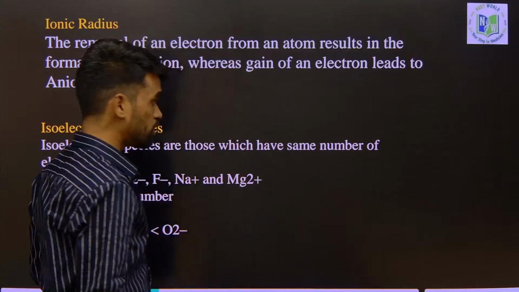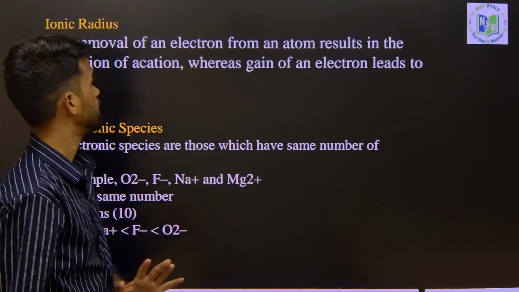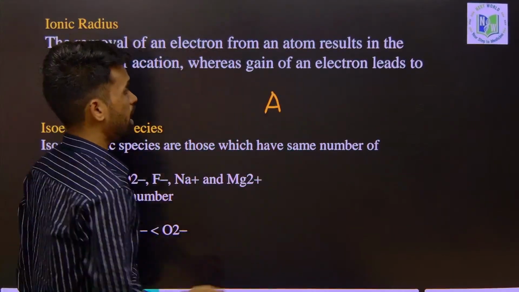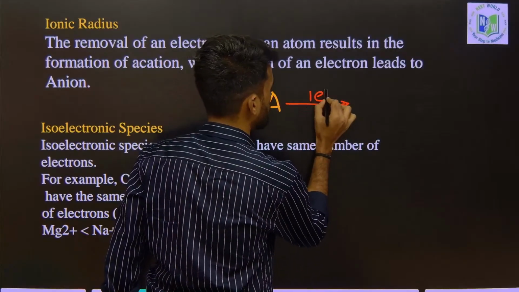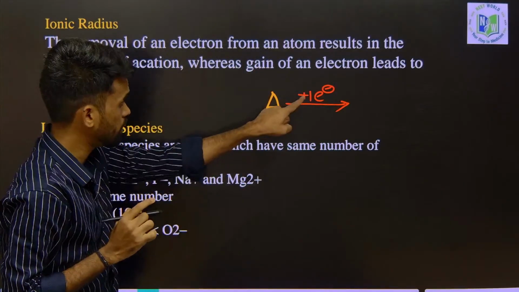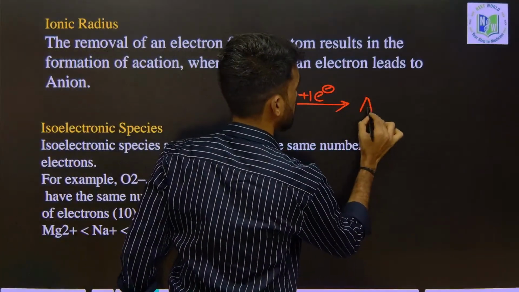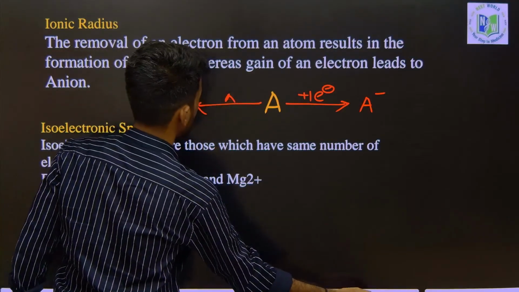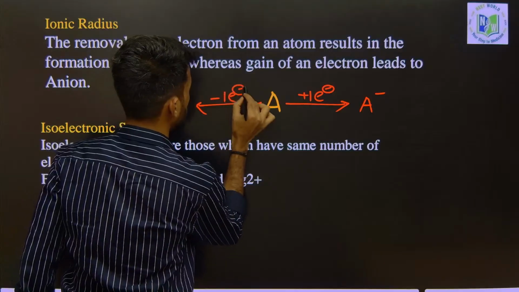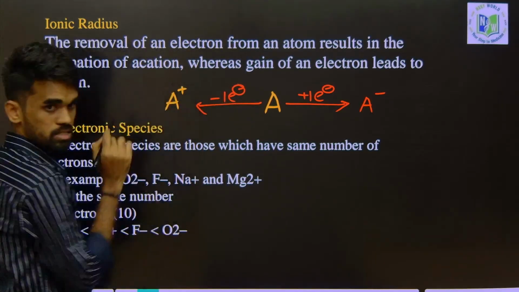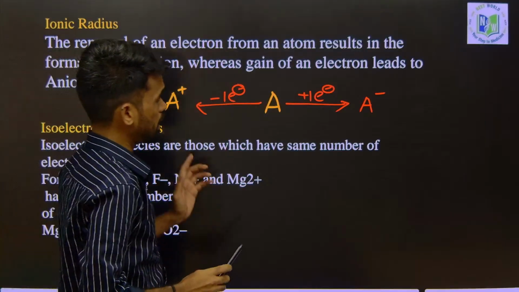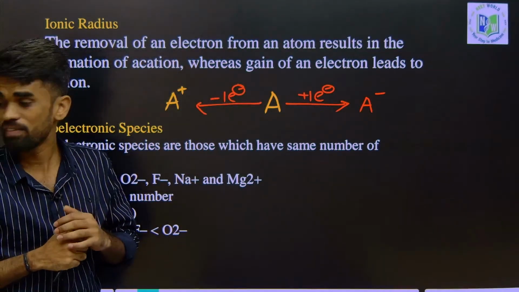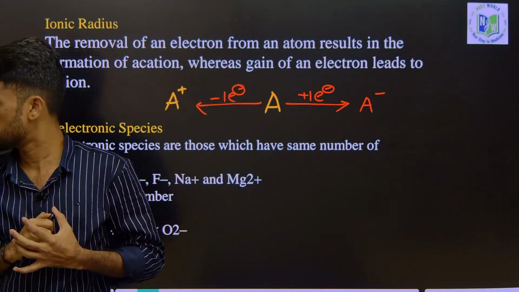Next, similar to atomic radius, we have ionic radius. So what is the ionic radius? See, for example, I have an atom A. If I add one electron to this atom A, it becomes A minus. If I remove one electron, it should become A plus. Now tell me what is the size of these three species, which is the largest, minimum, maximum, intermediate.